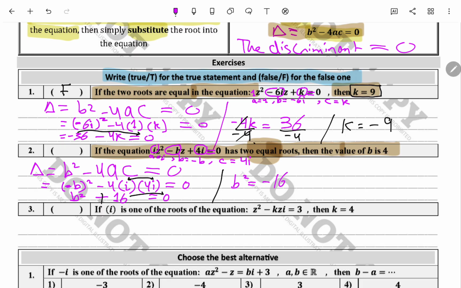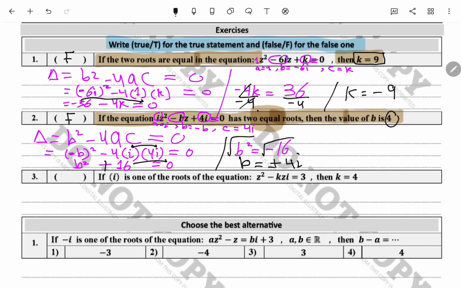Take a square root for both sides, and that will cancel this square. But on the other side, you should get positive or negative 4i. Our answer is 4 only, not with i or plus or minus. So that will make the whole statement false.